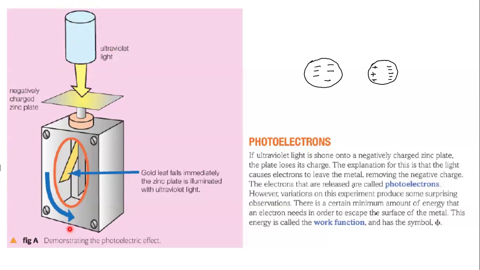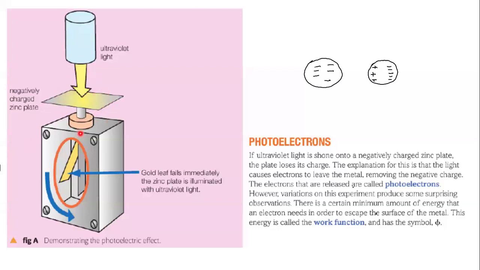Now, why was the gold leaf falling down? Why was the gold leaf first held in place? Why was it even held in place? Due to the fact that the zinc plate had a negative charge. The negative zinc plate was holding the gold leaf in position. So if the gold leaf is falling down, what does that mean? That means that the zinc plate must be losing its negative charge, right?